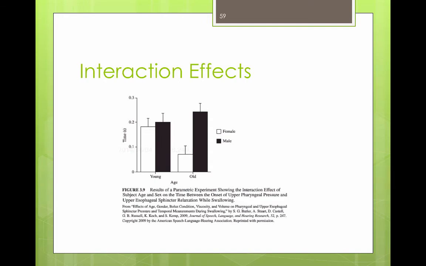Here's another example. Results of a parametric experiment showing the interaction effects of subject age and sex on the time between onset of upper pharyngeal pressure and upper esophageal sphincter relaxation while swallowing. It's a lot to say. But basically, they have age and then they have gender. So two independent variables, young and old, male and female, on one dependent variable, time. Two independent variables.